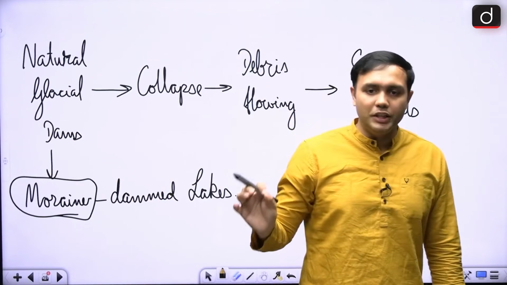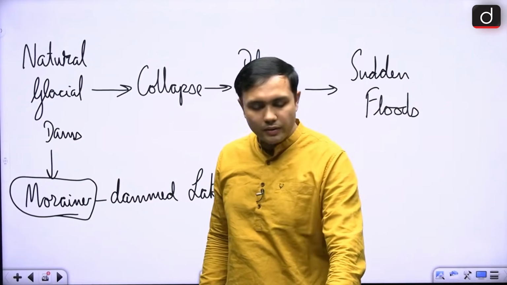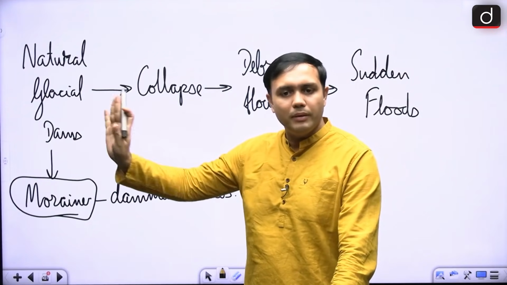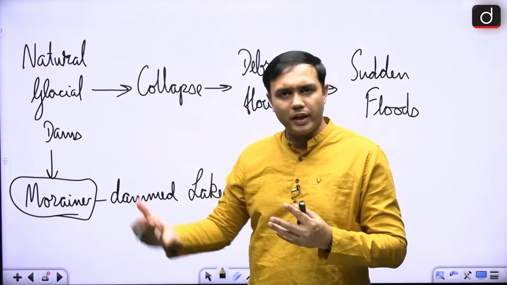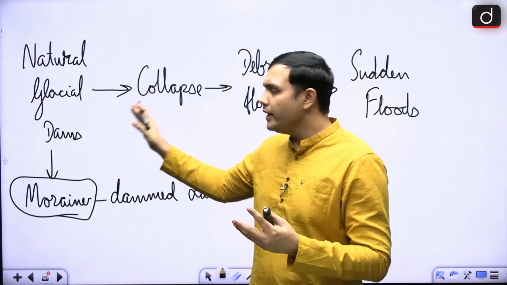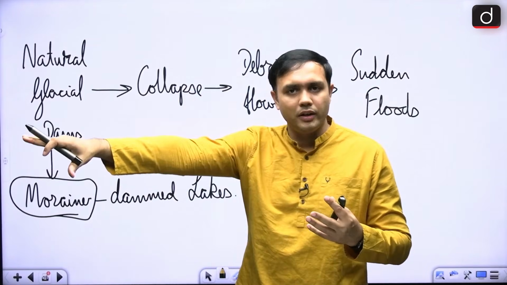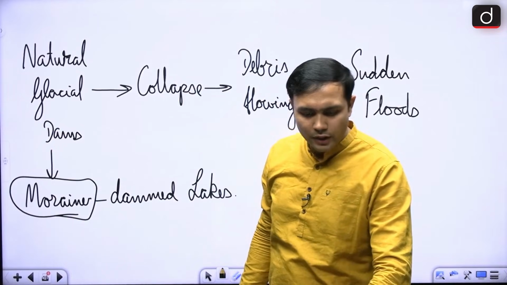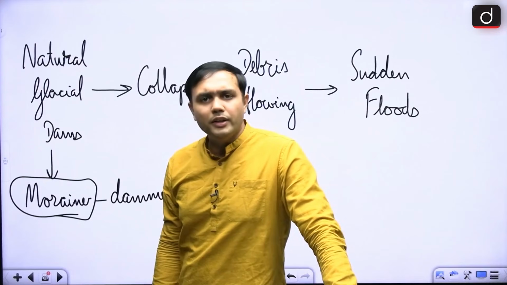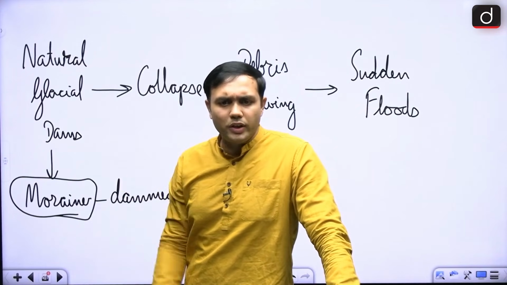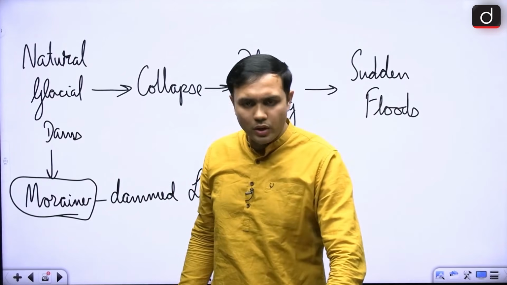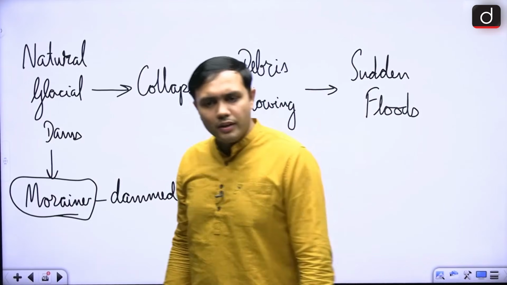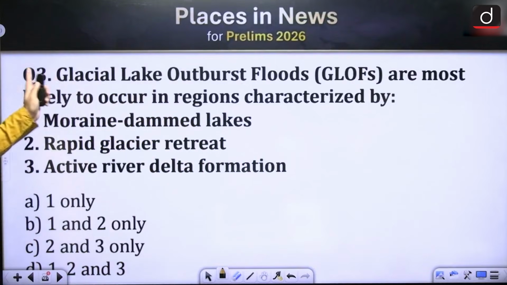These are associated with glaciers only. Moraines are the basic deposits that create a natural dam. When they collapse, for example due to a landslide or seismic activity, a lot of debris falls, and then sudden floods happen. These are with respect to alpine geomorphology, especially very cold climates. But when it happens, it causes a lot of damage, and we have seen it in our own Sikkim region.